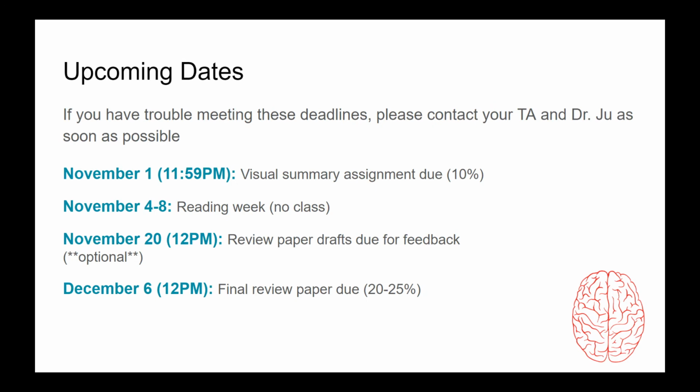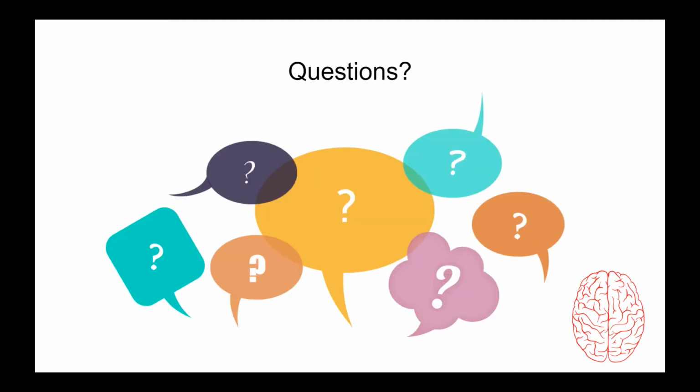And just a reminder of your upcoming dates. If you want to submit your review paper before we grade it, you can send it to us as many times as you want, and we'll give you as much feedback as we can. So do that, and then the final due date is going to be December 6th. Okay? Cool. Send us an email, come up to us in person if you have any questions, and take your 10-minute break. Thanks, guys.